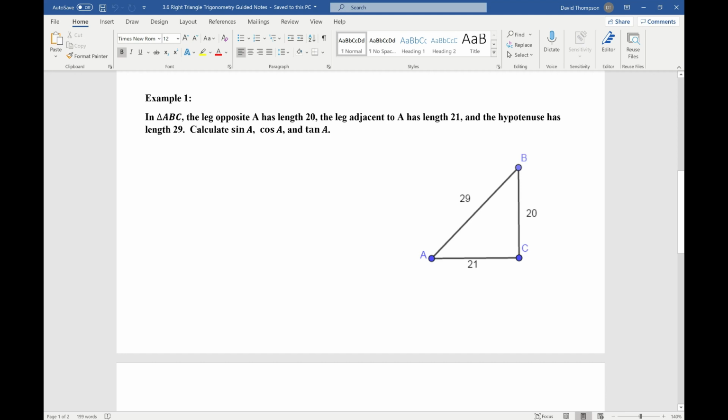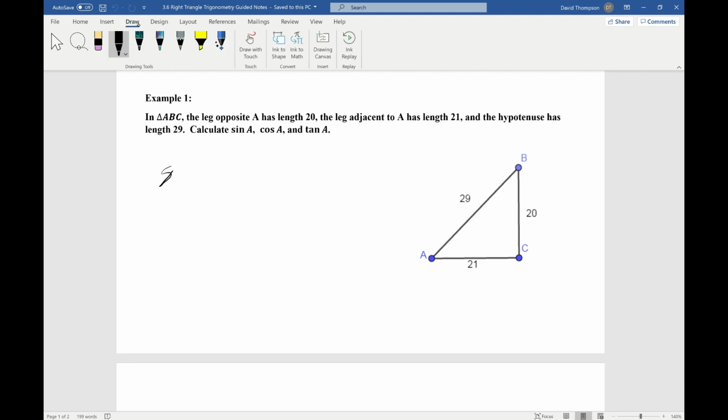Example 1. In triangle ABC, the leg opposite A has length 20. The leg adjacent to A has length 21, and the hypotenuse has length 29. Find sine A, cosine A, and tangent of A.